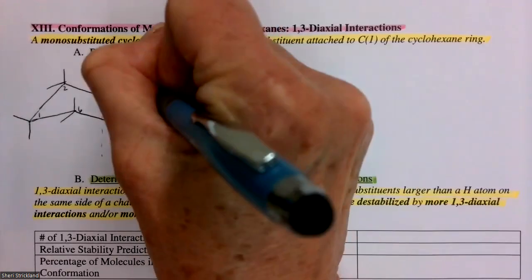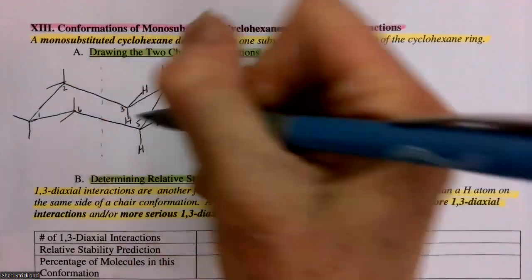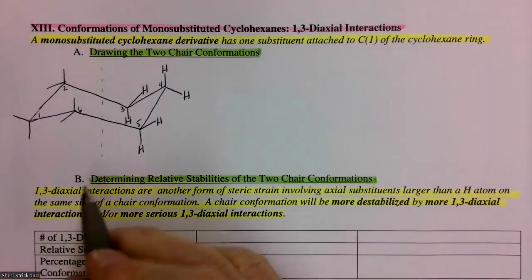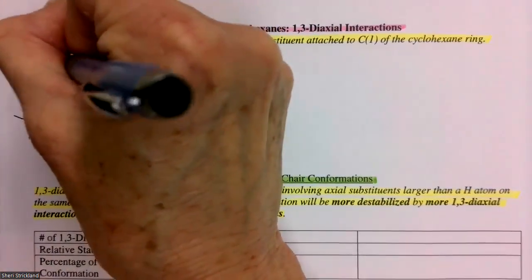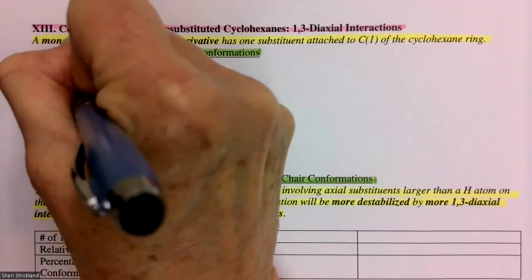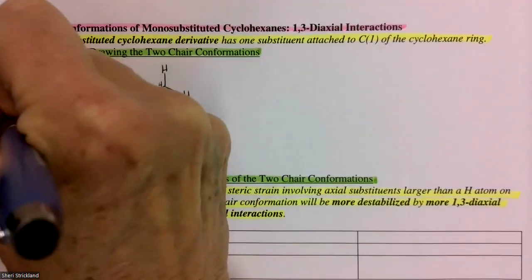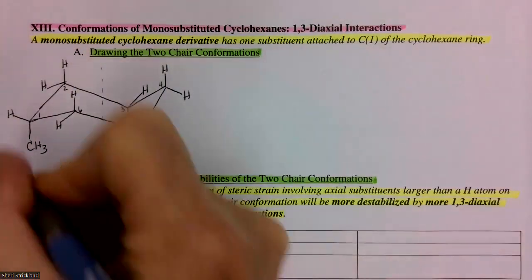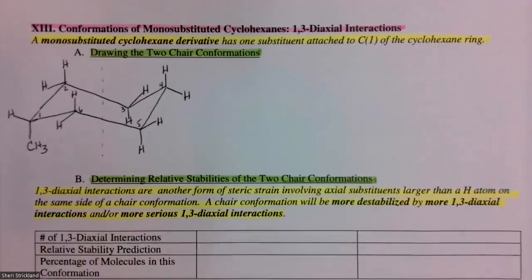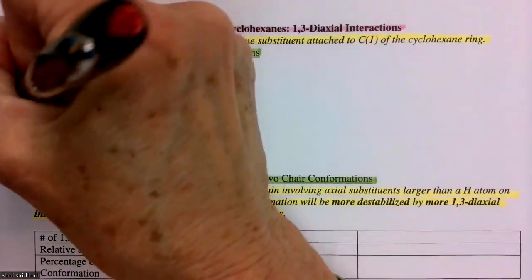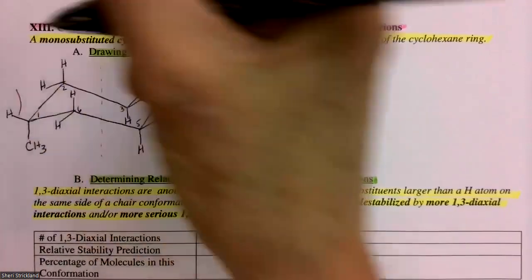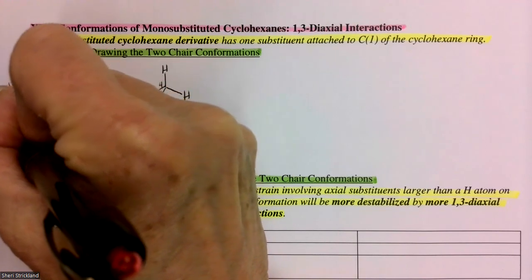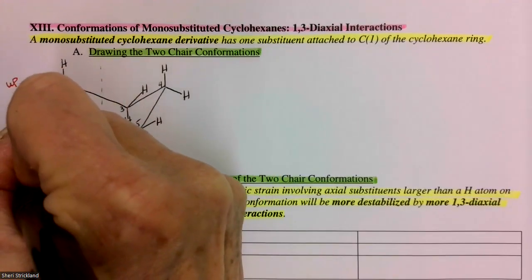All right. I'm just going to put in the hydrogens and that one methyl group. So in the first conformation, I'm going to put the methyl group on the axial bond of carbon 1. So that would be right here. So now remember that this is equatorial, but it's also an up bond. And this is axial, but it's also a down bond.